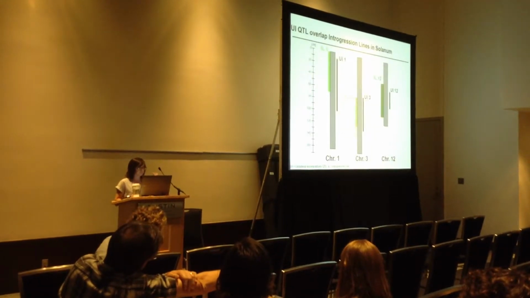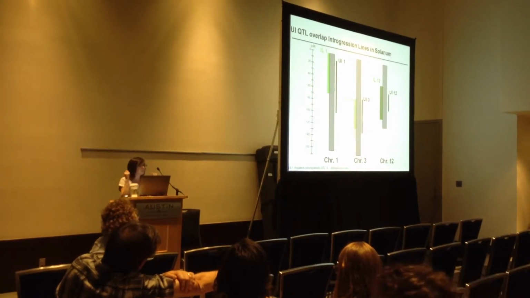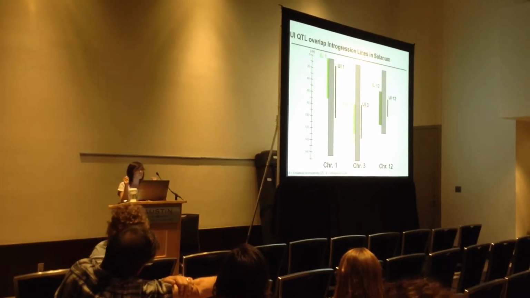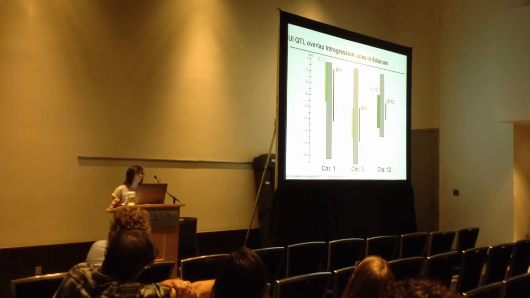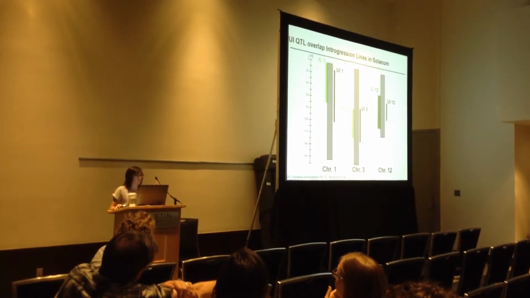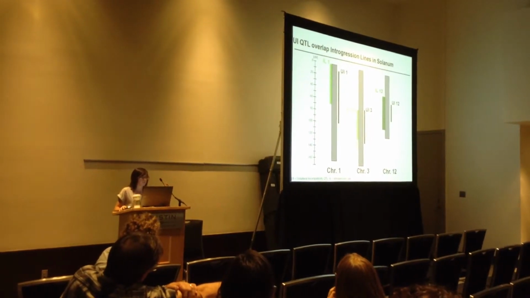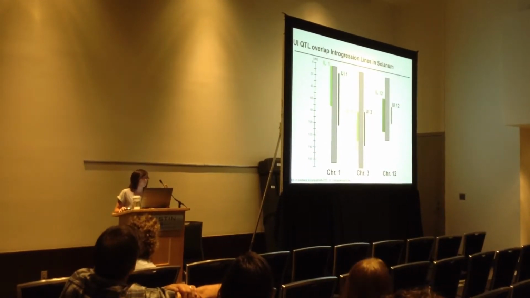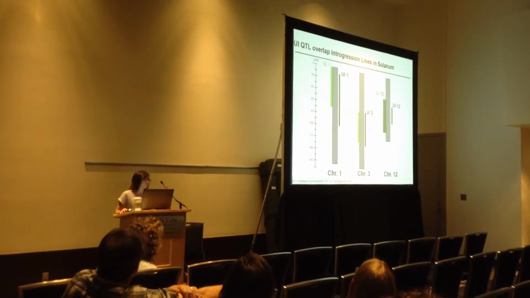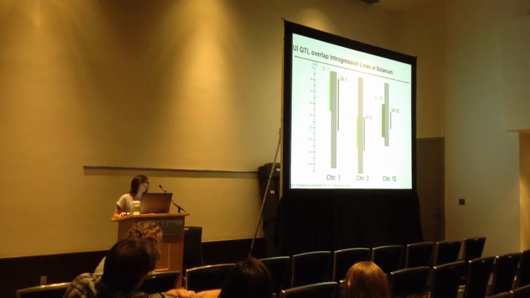And just as a visual representation, the UI QTL that were identified about 20 years ago on chromosomes 1, 3, and 12 do overlap our introgression lines. However, to note, the UI QTL for chromosome 3 actually overlaps 2 different introgression lines, which we're just going to call introgression line 3.3 and 3.4.